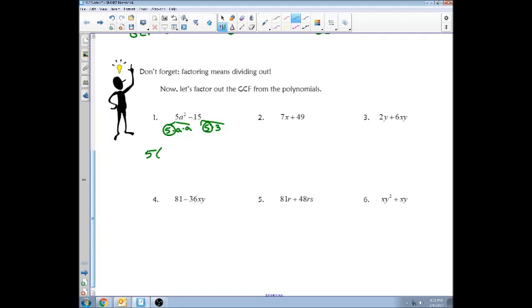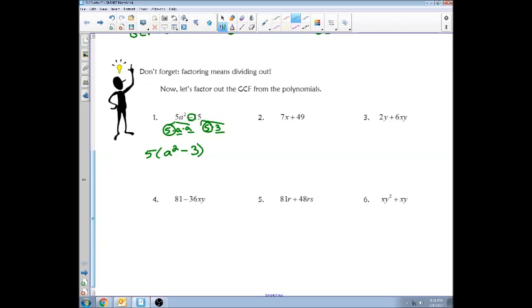Now I need to make a set of parentheses. So what's left from my 5a squared is the a times a, which is a squared. I'm going to keep the sign, so minus. What's left from the 15 is just 3. So when I take out a GCF, it will be 5 times a squared minus 3.